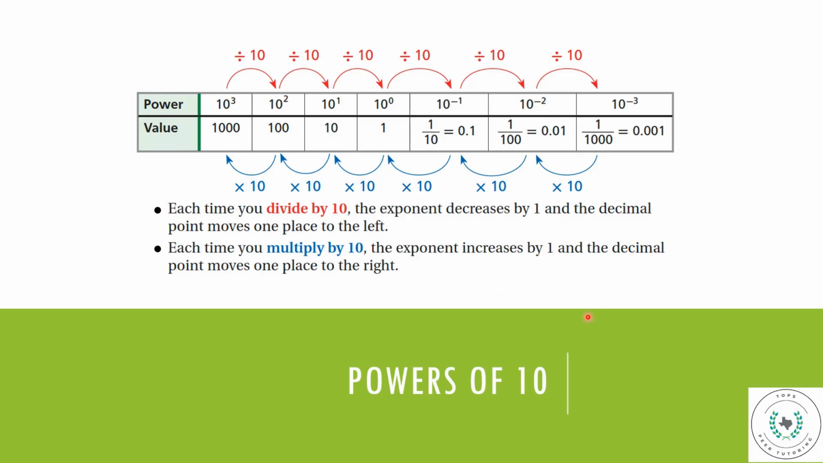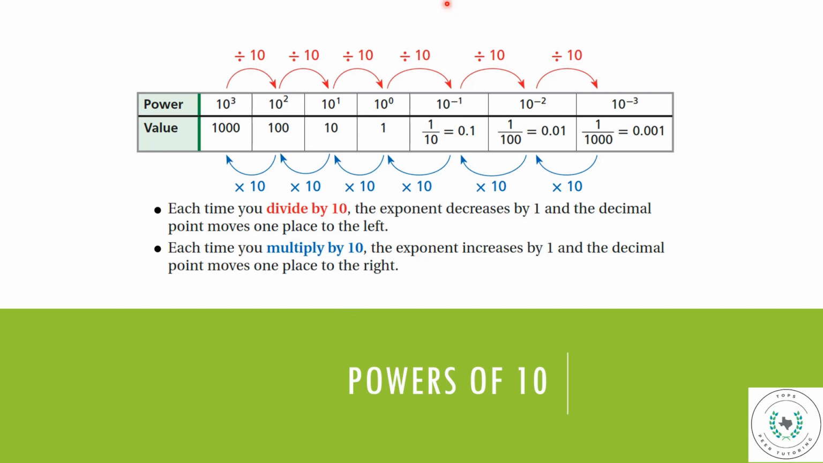So this is the building blocks of scientific notation, the very, very basics. It's the powers of 10. Because the powers of 10 tell you how many zeros you need to put in your number to properly write it out. So for the powers of 10, every time you divide by 10, your exponent will decrease by 1 and your decimal point will move one place to the left. And every time you multiply by 10, your exponent will increase by 1 and your decimal point will move one place to the right.